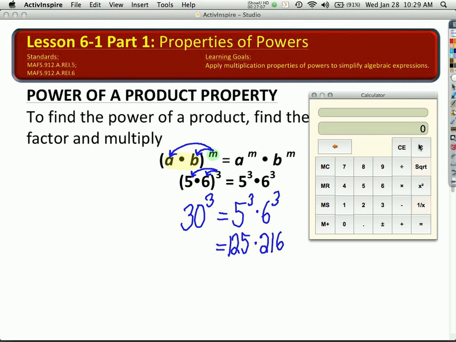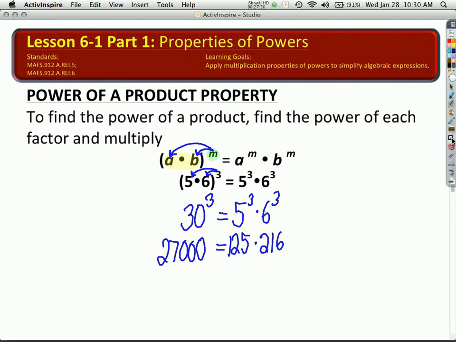So, what does 30 to the third power come out to? Laurel, what'd you get? You get 27,000. There's no way 125 times 216 equals 27,000. Yasmin, what do you think? It does? 125 times 216. Oh, look at that. It equals exactly 27,000.